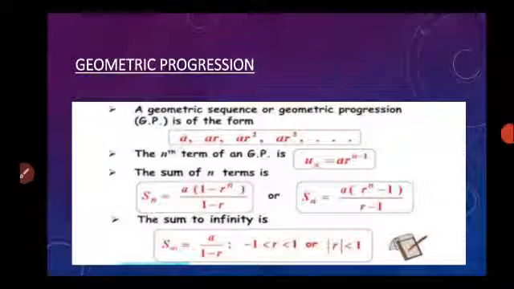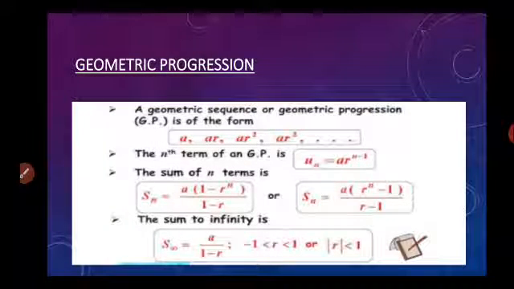Now geometric progression. Like in arithmetic progression we had a common difference, here we have a common ratio. A geometric sequence or geometric progression is of the form a, ar, ar square, ar cube, dot dot dot. Here the nth term an is equal to ar to the power n minus 1. The sum of n terms is a times (1 minus r to the power n) by (1 minus r) if r is less than 1, but if r is greater than 1, then a times (r to the power n minus 1) upon (r minus 1).